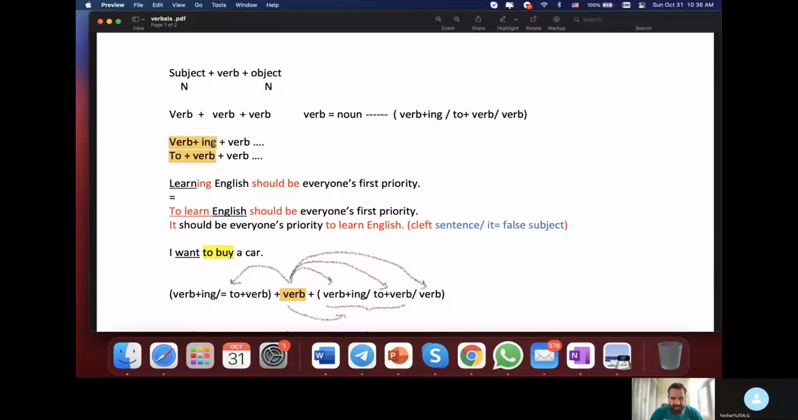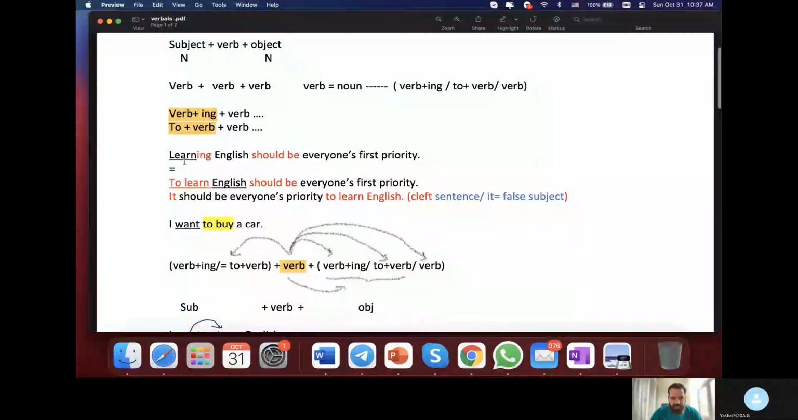So by adding ing to my verb or to plus verb, I can use this verb in the place of the subject. For example, learn is a verb. So I add ing and I say learning English should be everyone's first priority. This sentence is completely the same as to learn English should be everyone's first priority. But native speakers don't prefer to use this structure.